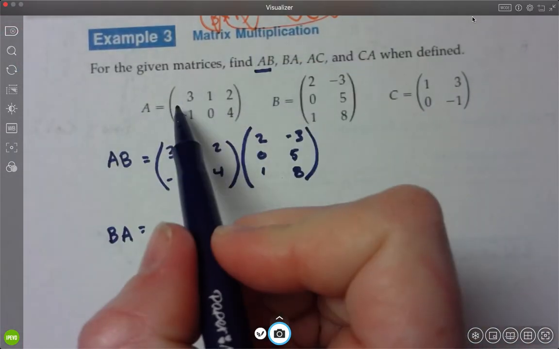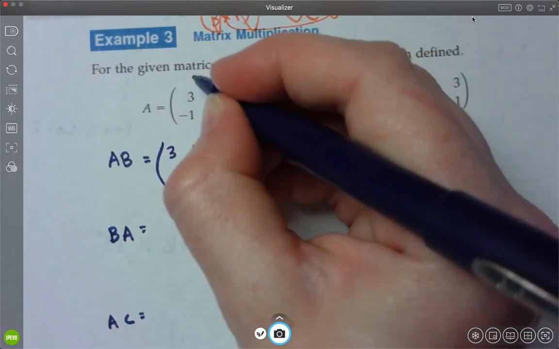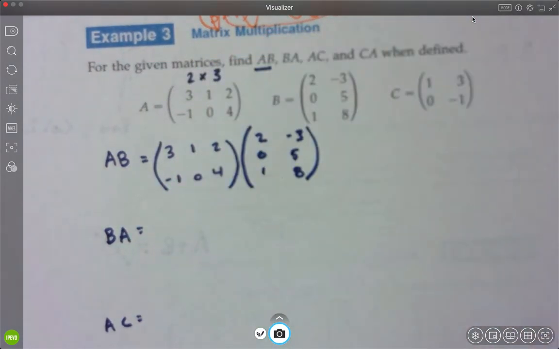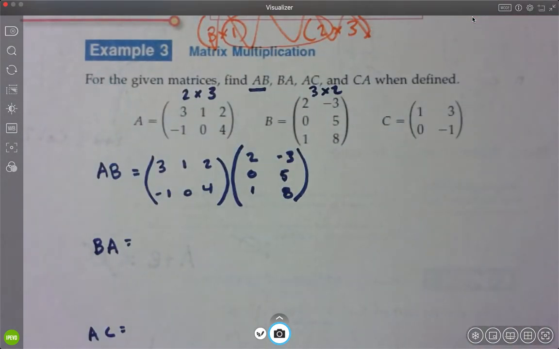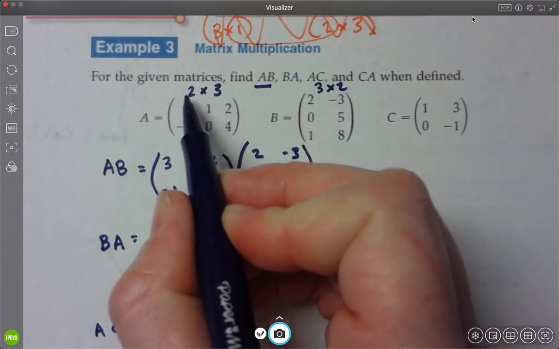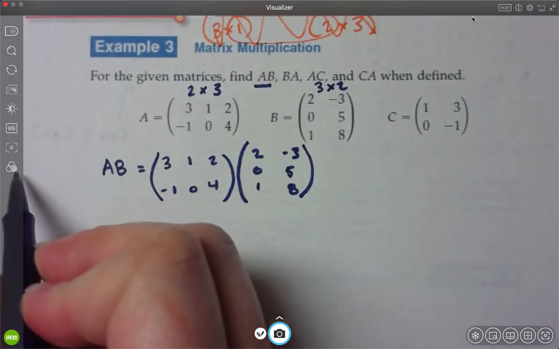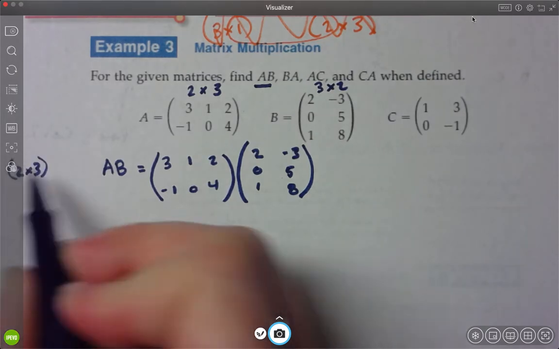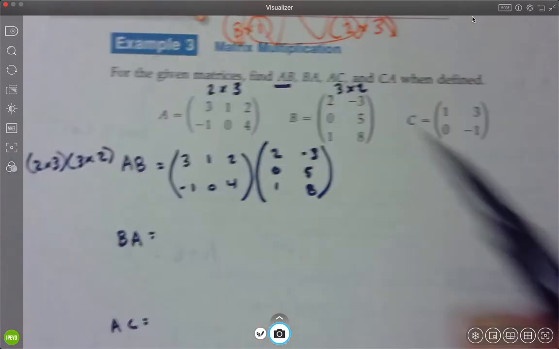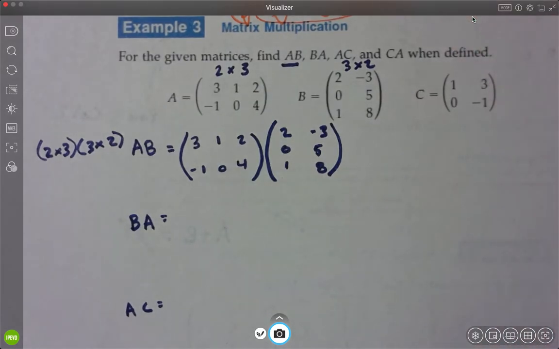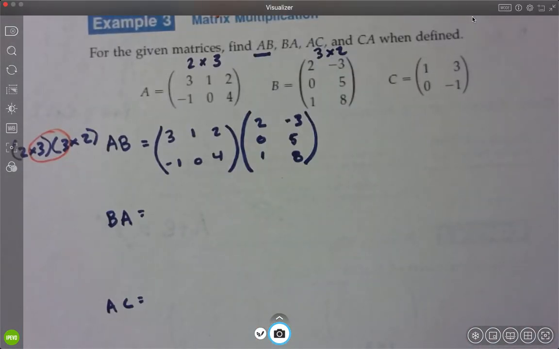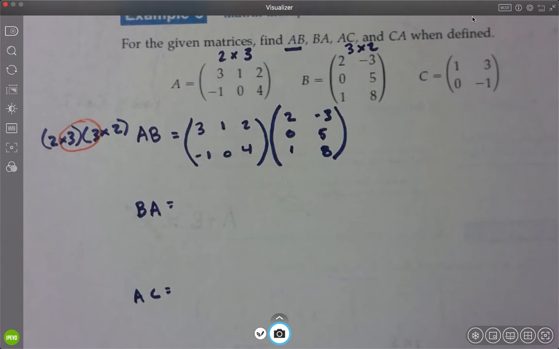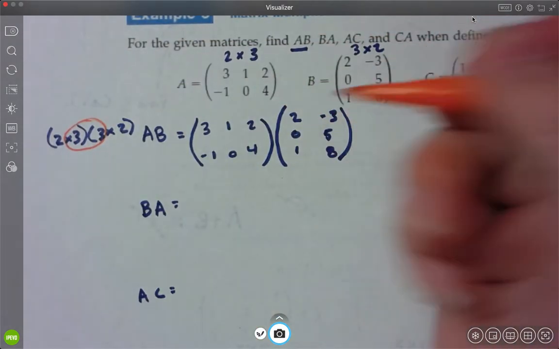Now let's look at the dimensions for A. Let's write them up here. A is 2 rows and 3 columns, so it is a 2 by 3. B has 3 rows and 2 columns. So for AB, I have a 2 by 3 that I'm trying to multiply by a 3 by 2. First of all, can we do this? Can we even multiply AB together, or does it have no solution? Well, these two middle numbers tell me yes. Since those two dimensions in the middle are the same, I can multiply those two together.